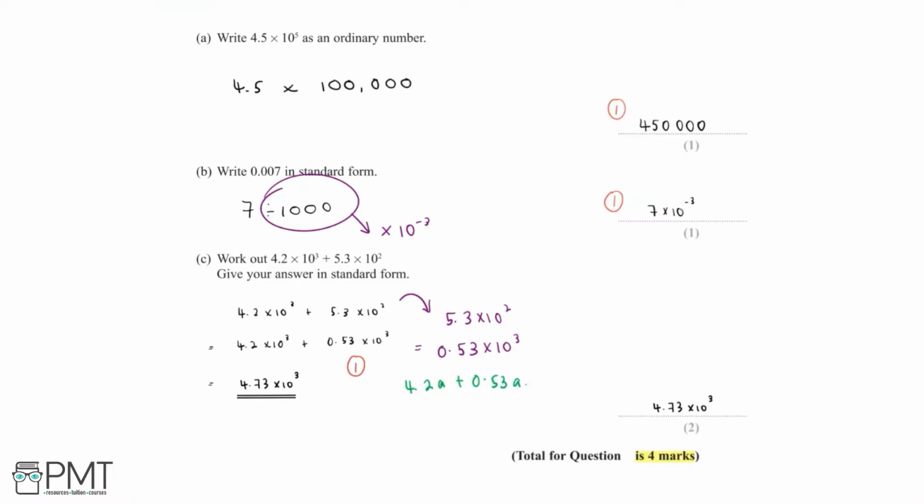And we get the fourth and final mark for the correct answer of part C and for saying that 4.2 times 10 to the power of 3 plus 5.3 times 10 to the power of 2 is equivalent to 4.73 times 10 to the power of 3, allowing us to get the full 4 marks needed in this question.